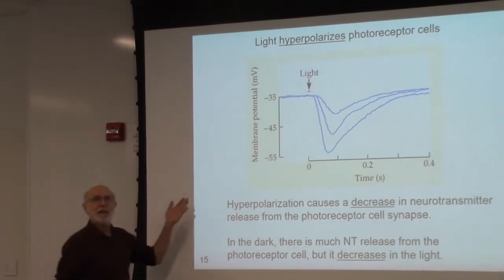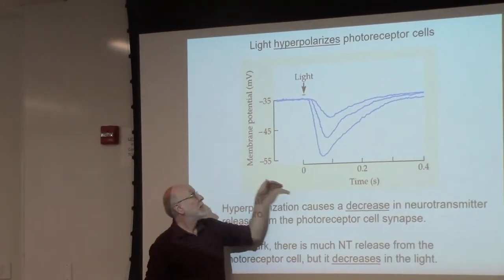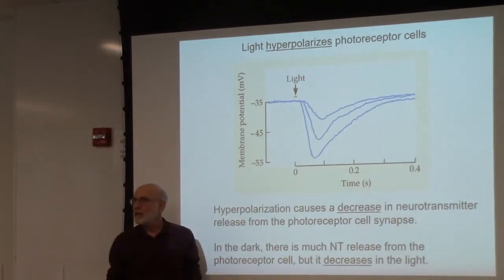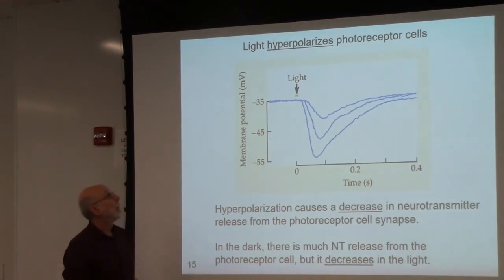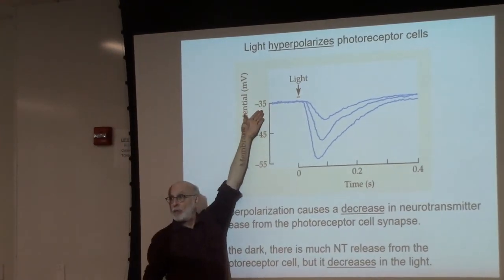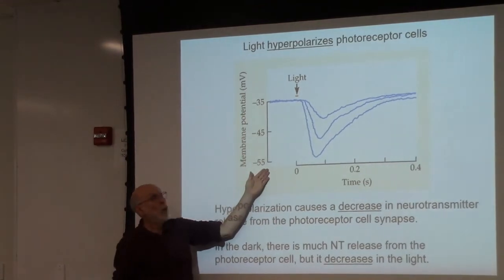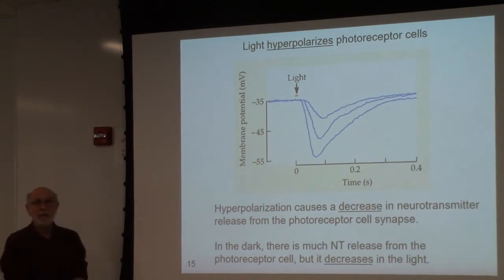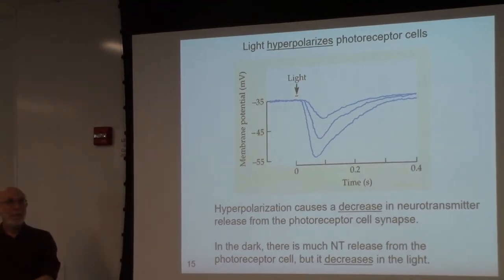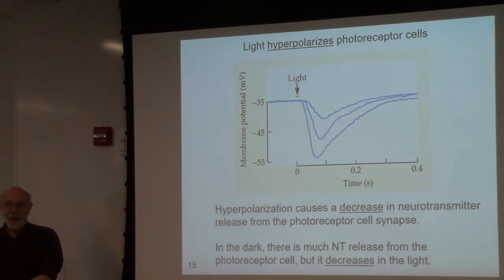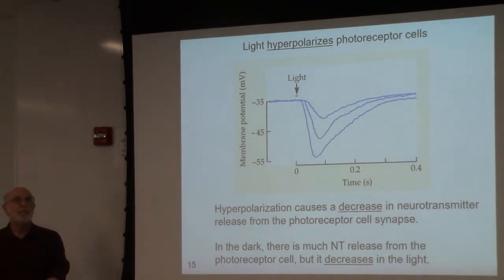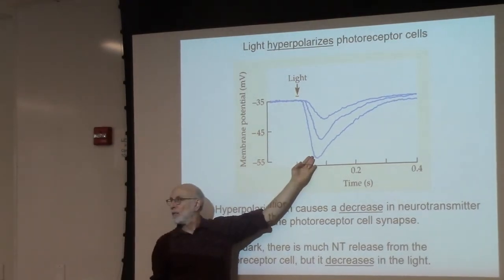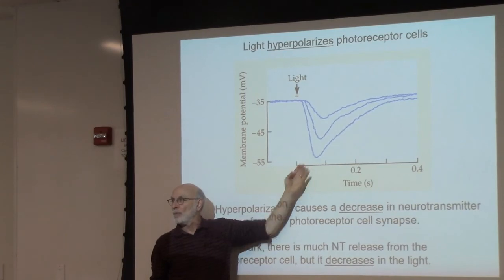What is different about these three sweeps, these three traces? So here we're plotting membrane potential, voltage, as a function of time after a pulse of light is given to a rod or a cone. Here's the relatively depolarized resting membrane potential, and here's the hyperpolarization in response to light. What do you suppose is different about these three? The brightness of the light. This is a graded response. A brighter light produces a more hyperpolarized membrane potential in the rod or cone.